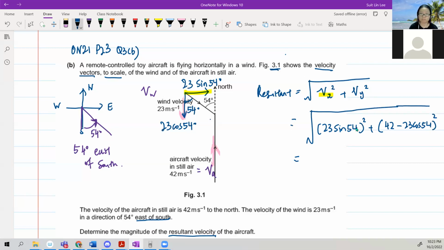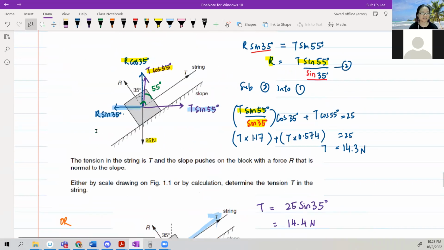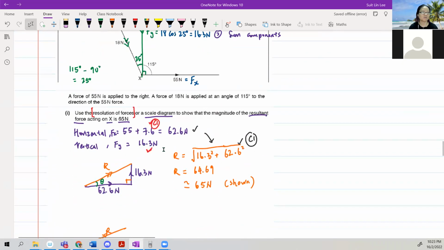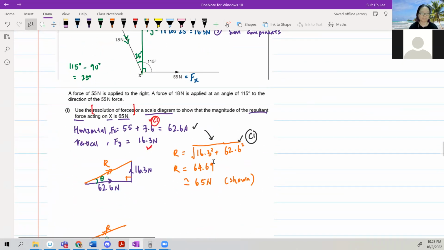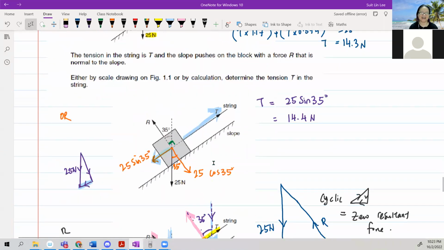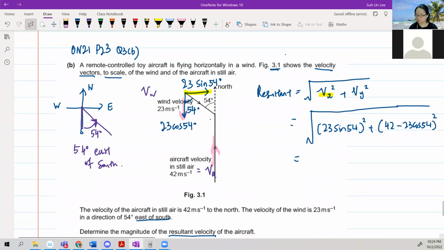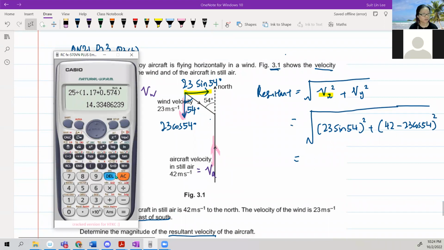You can just put everything, power everything inside, or you can find separately. Perfectly fine to take your time and do horizontal, vertical, combine. I just decided to skip because I don't want to write more when I don't need to. All right, so 23 sine 54, and then we put a big bracket. Not bad. Then I'll square root later.